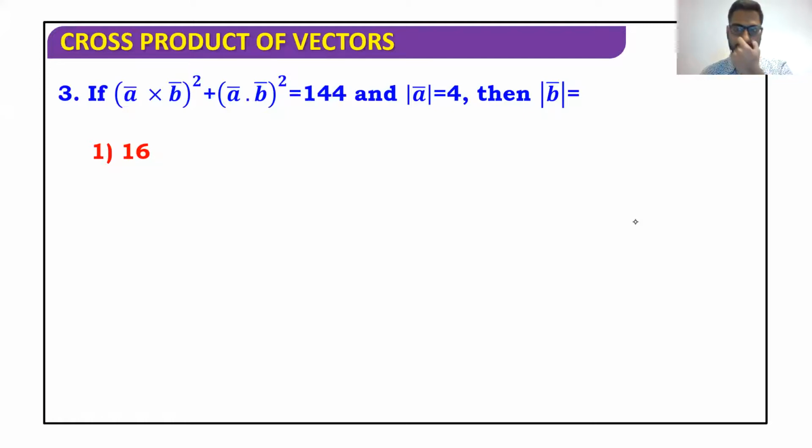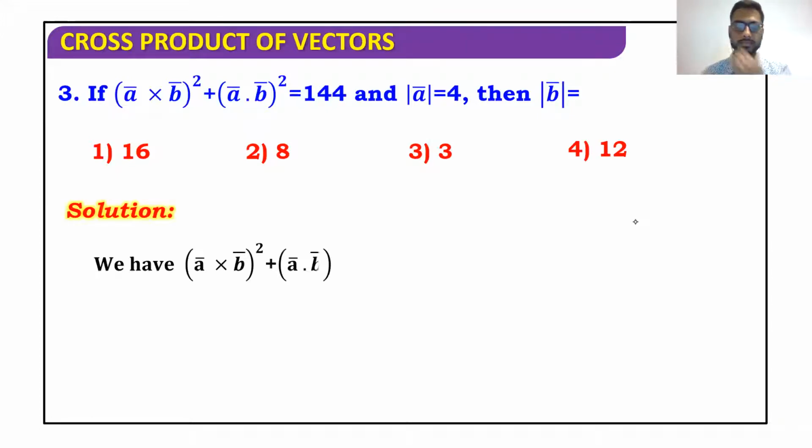Again, the relation is mentioned over here between your a cross b and a dot b. So if we use that relation, we have a formula which says that a cross b the whole square plus a dot b the whole square is equal to magnitude of a square into magnitude of b square into bracket of sine square theta plus cos square theta. However, value of sine square theta plus cos square theta is 1. So that is just equal to magnitude of a square into magnitude of b square.